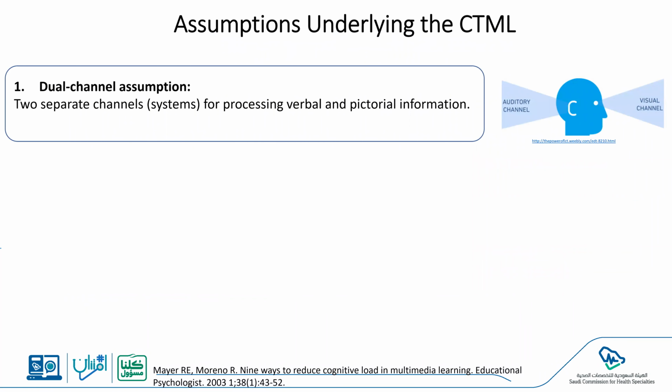So what are the assumptions? There are three main assumptions in the cognitive theory of multimedia learning. The first one is called the dual channel assumption. Dual means two, so there are two separate channels or systems or processes in the human brain. One is for verbal and one is for pictorial information. So that's the first principle.